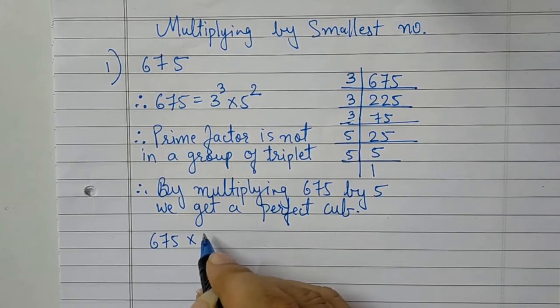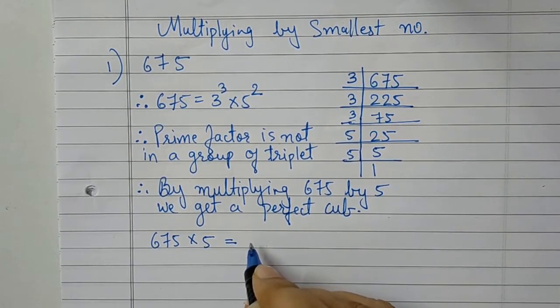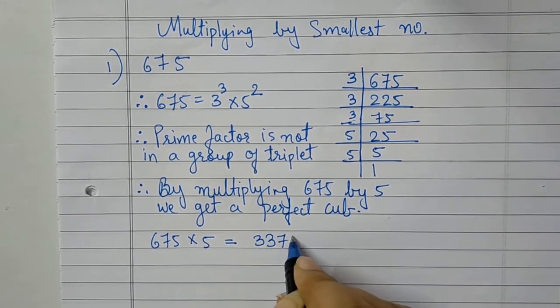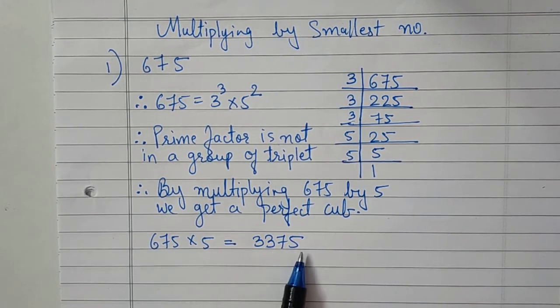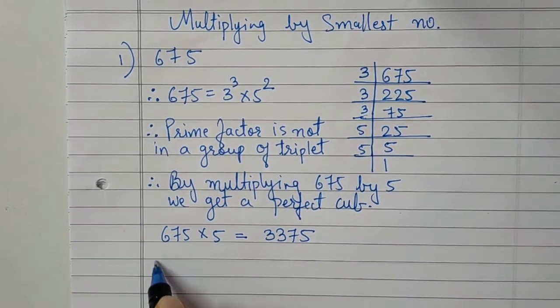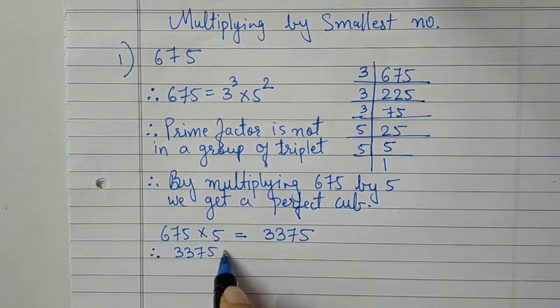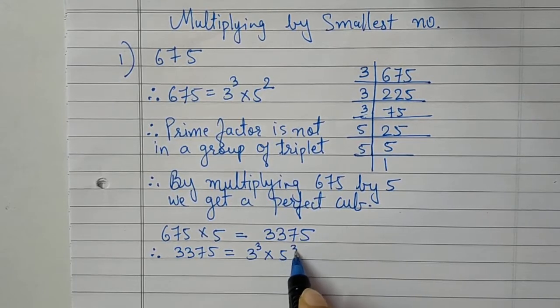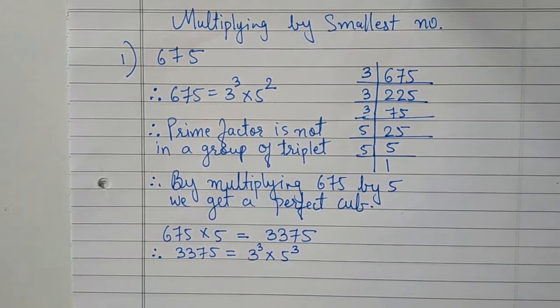675 multiplied by 5, we get 3375. Now this number which we got, 3375, is a perfect cube number, right? Therefore 3375 will be equal to 3 cube into 5 cube. Right, now we are supposed to find the cube root of it.